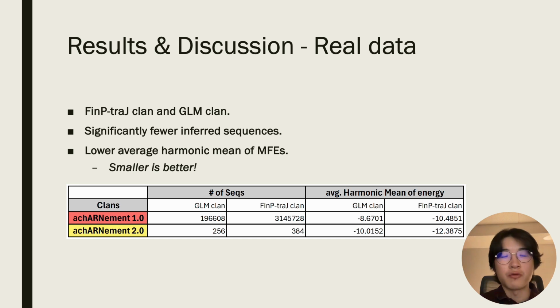For biological or real data, we compared Astronomer 2.0 with 1.0 on the FIMP-Traj clan and the GRM clan. Similar to the simulated dataset, the results showed a significant improvement in terms of reducing possible ancestor sequences. We also evaluated the results in terms of MFE. For each algorithm, the average harmonic mean of energy is calculated. A smaller number means the sequence is easier to fold into the given structures. In the table, we can see that for both clans, Astronomer 2.0 outperformed Astronomer 1.0 by a considerable margin.